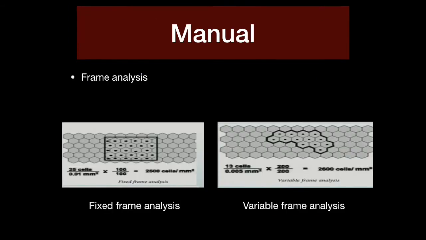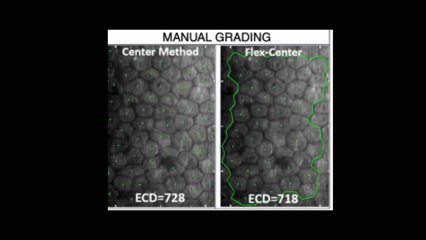In manual analysis, you have something called a fixed frame analysis, where cells within a fixed grid are counted. Then you have variable frame analysis. In this method, the user is required to define the area of analysis by outlining the cluster of cells, and it is done if the area of the cells is irregularly shaped or it doesn't fill the frame. In the center method, the user marks the center of each cell in a contiguous group. In the flex center method, it is based on the center method only. Here, the outer boundary of all the visible cells is outlined, and then the center of each cell is marked manually, and then analysis is done.